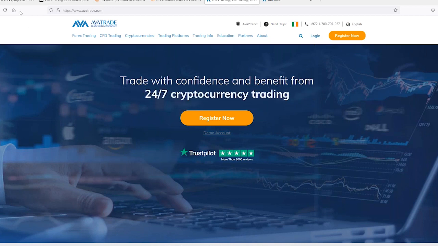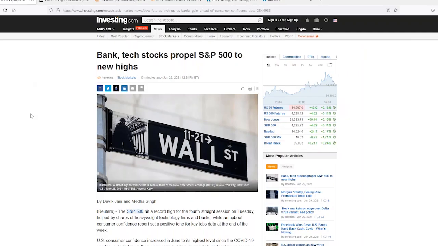And so let's do that real quick. I'll show you how easy it is to get a feel for what's happening fundamentally in terms of the sentiment. We can see this headline, bank tech stocks propel S&P 500 to new highs. That sounds positive, right? Okay. New highs on the S&P 500. Bank stocks, tech stocks doing well.